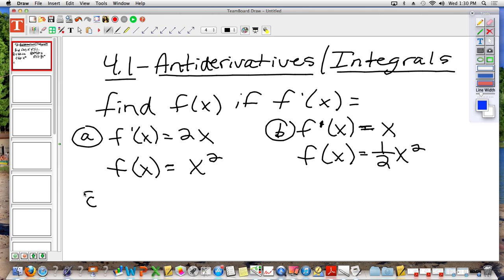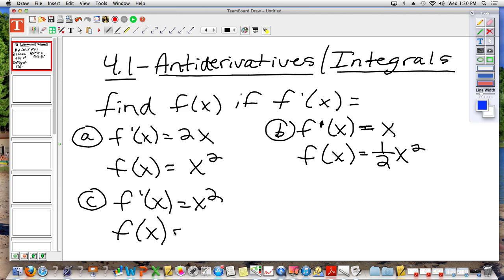All right, C. What if I tell you that the derivative is x squared? What was the original function? 1/3. Very nice, yes. This power is 2, which is 1 less than the original power. Would you agree? All right, so 1/3 x cubed. And then what would have to go in front of it so that when I multiply it by 3, it becomes a 1? 1/3. Very nice.